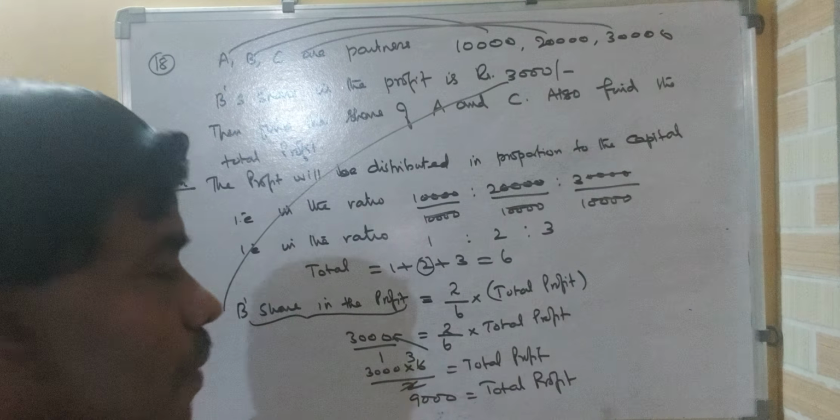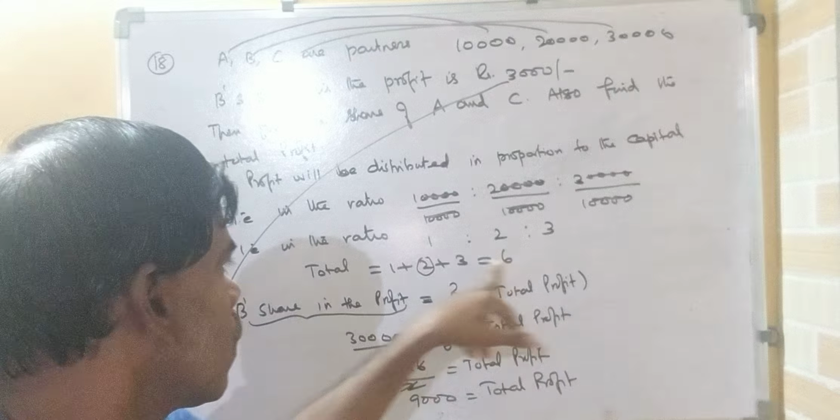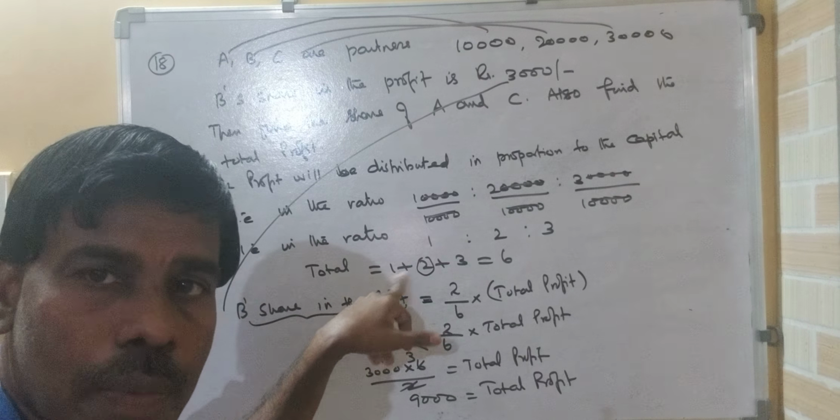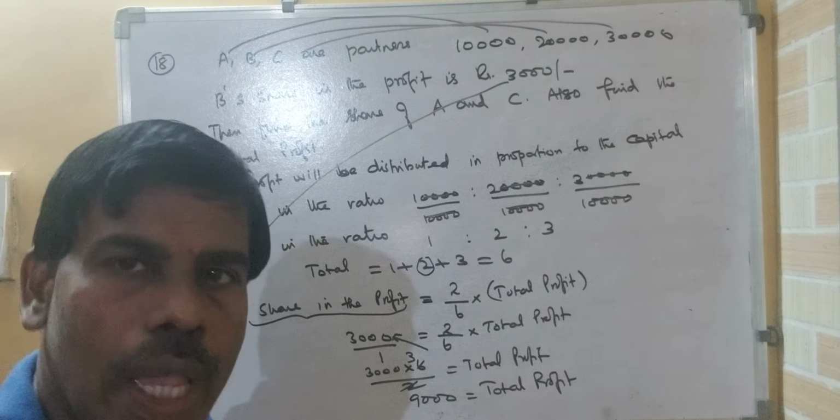Okay, listen very carefully now. See, if the profit is divided into 6 equal parts, A should get 1 part, B should get 2 parts, C should get 3 parts. Now that B has got 2 parts, what is that? 3000. See, 2 parts out of 6 parts equals 3000, that is 2 upon 6 of total profit. Now, we will find out the share of A and C.